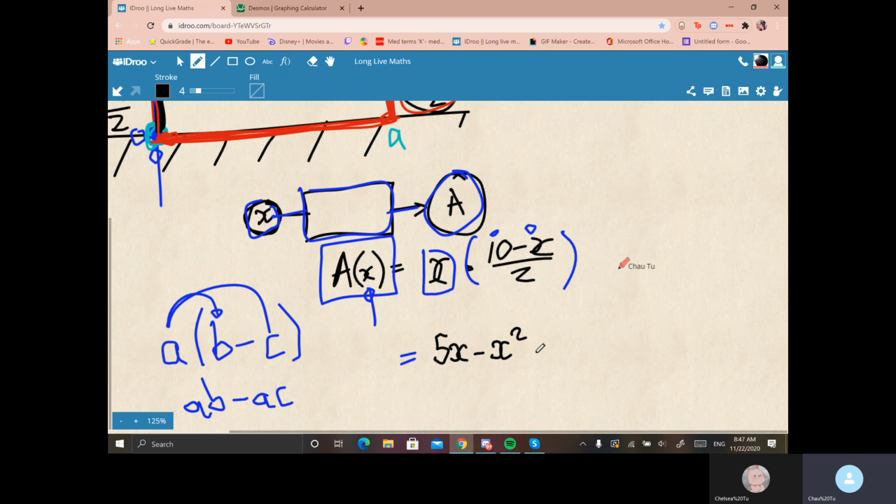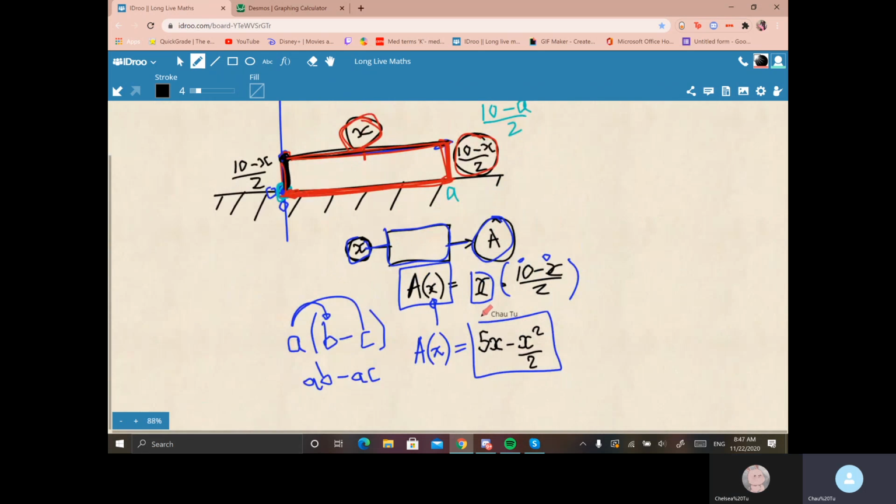What happened to the 2? Oh, I see what you did. Okay, yeah. So we'll look like this. Okay, so basically for any given x or small a, this thing here would be your area, right, Charles?